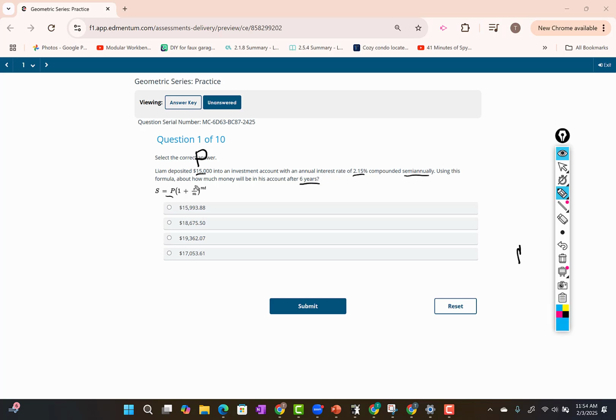Our next variable mentioned in this formula is R. That is our interest rate, which, remember, before we put it into the formula, we need to divide it by 100. So actually R is 0.0215.